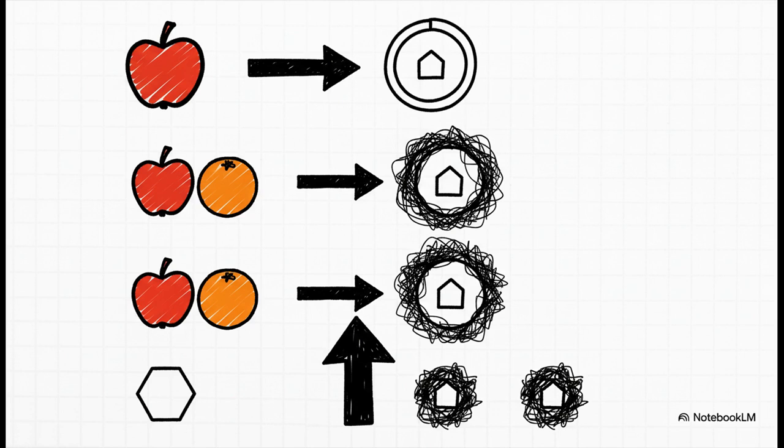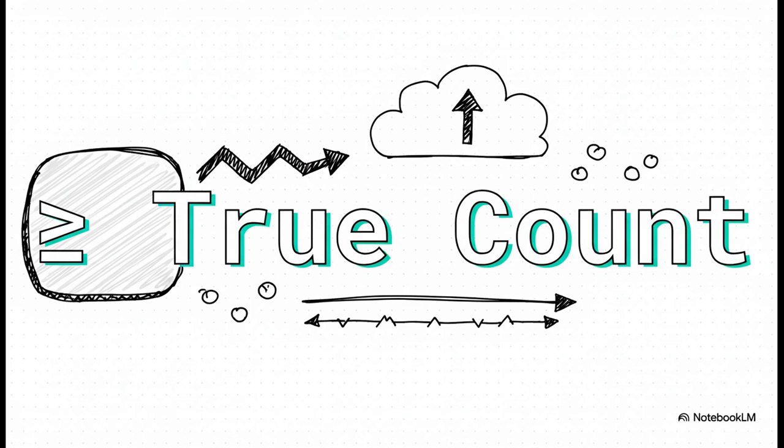It's your best possible guess. And this leads us to the single most important guarantee of the CountMin Sketch. It might overestimate, sure, but it will never underestimate the true count. The value you get back is always the real count or higher. And that one-sided error makes it incredibly predictable and super useful.